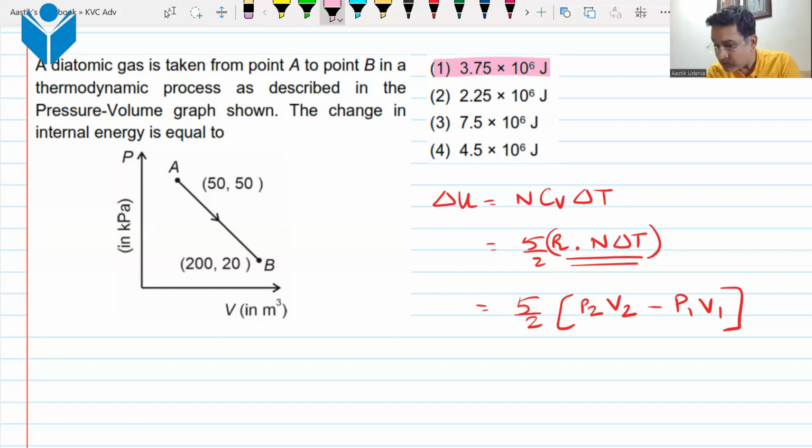Sir, we use this formula for isochoric process, no sir? Okay. Which formula? Delta U equals nCv delta T. What is delta U? Change in internal energy. So this is the formula for isochoric process.